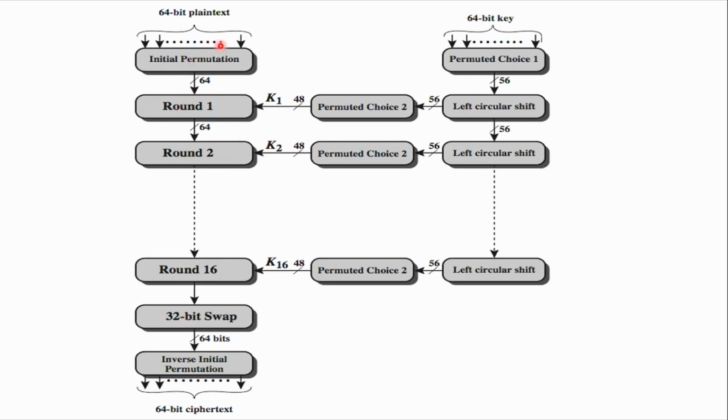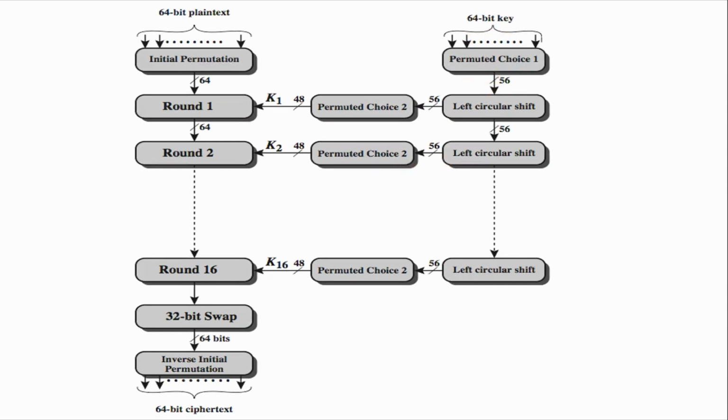Now at each round you are working on 64-bit data. Then at each round you'll need a separate key. For that you'll have a key generation algorithm. Now in this key generation algorithm, the keys are getting compressed a couple of times. So first you are getting a 64-bit key, then after applying some combination, changing the bits, you're selecting only 56 out of those 64 bits.